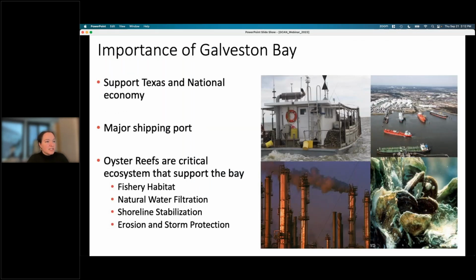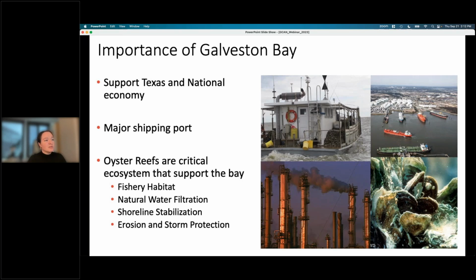Galveston Bay itself is a very critical estuary ecosystem for not only Texas, but also the national economy. It is a major shipping port, including 3 major shipping destinations, as well as a significant amount of the petrochemical production for the entirety of the US.